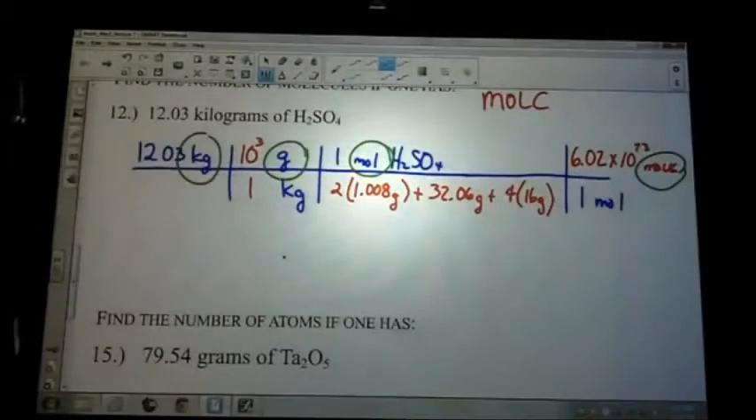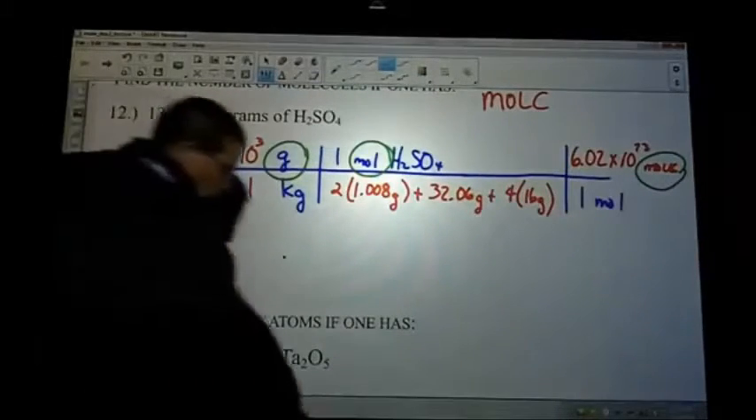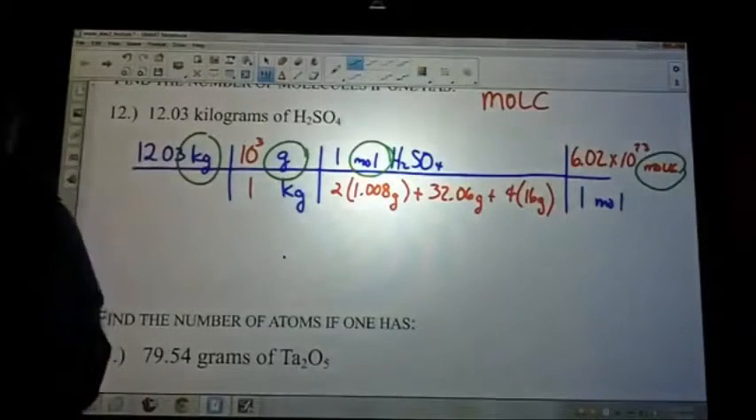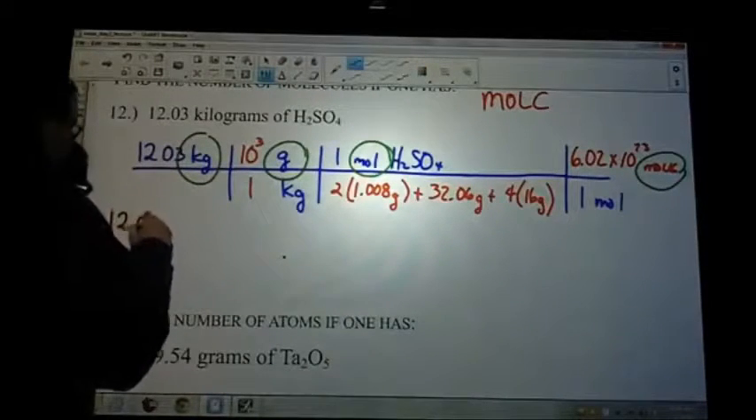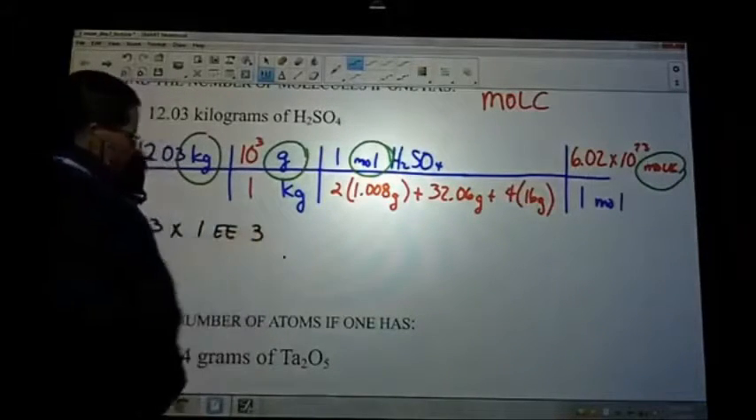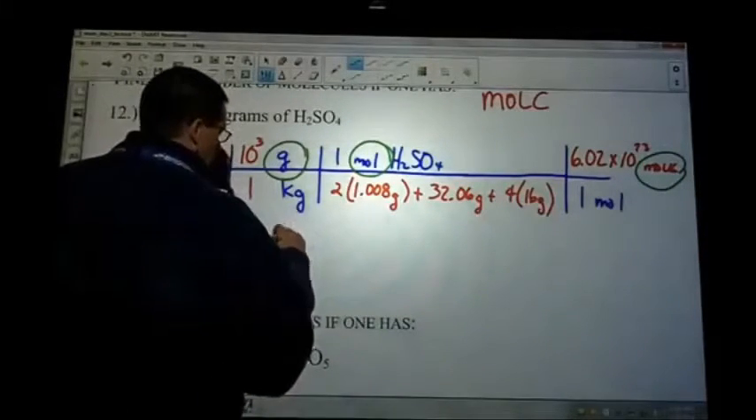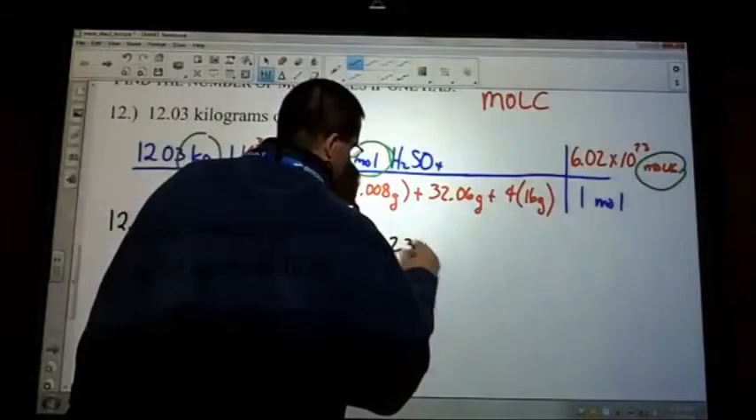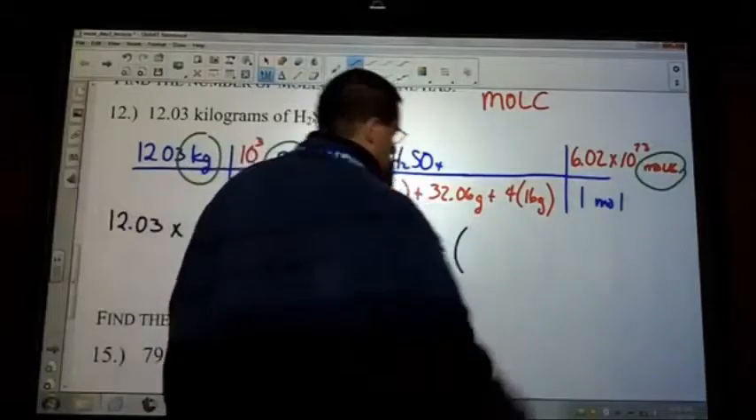Okay. Now, let's see if you can type all that in. Here's how, if you're going to do it all in one fell swoop using parentheses: 12.03 times 1 EE3 times 6.02 EE23 divided, open up that parenthesis.